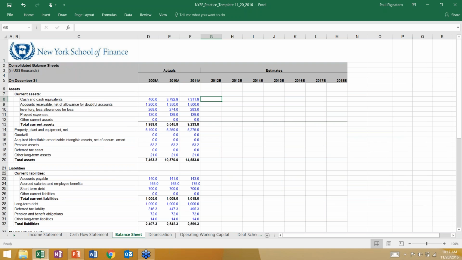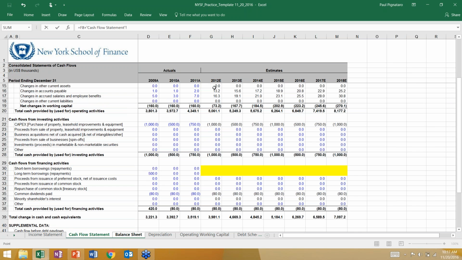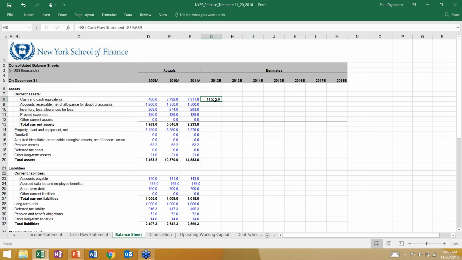So what's the formula for that? The formula is 2012 cash should equal 2011 cash plus the cash generated in this particular year, which is identified by the 3.981. Okay. 2012 cash, oops, I made a little typo here. 2012 cash equals 2011 cash plus the change in cash and cash equivalents from the cash flow statement. That's the idea.